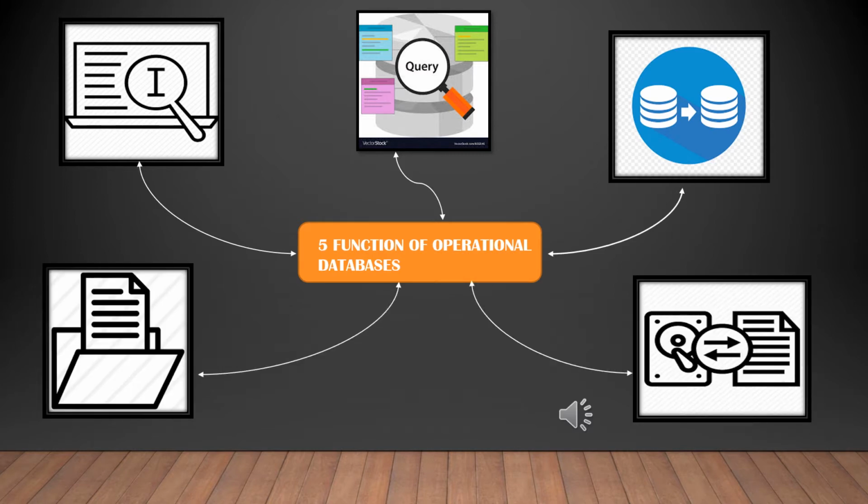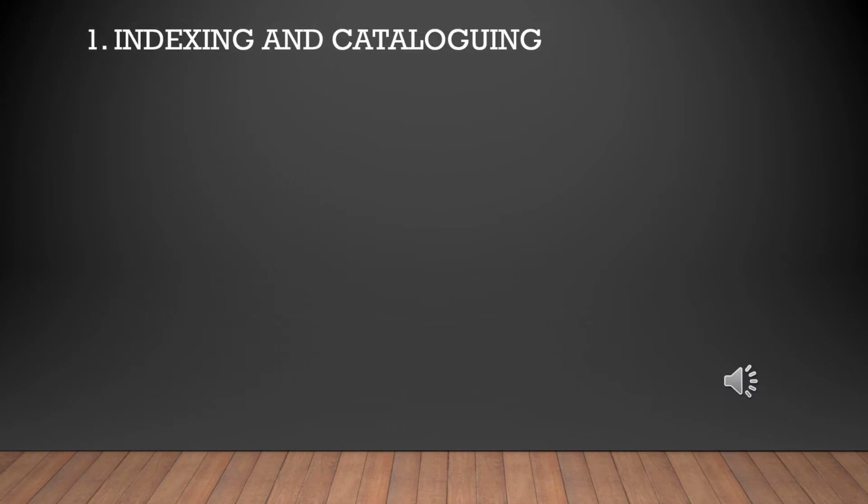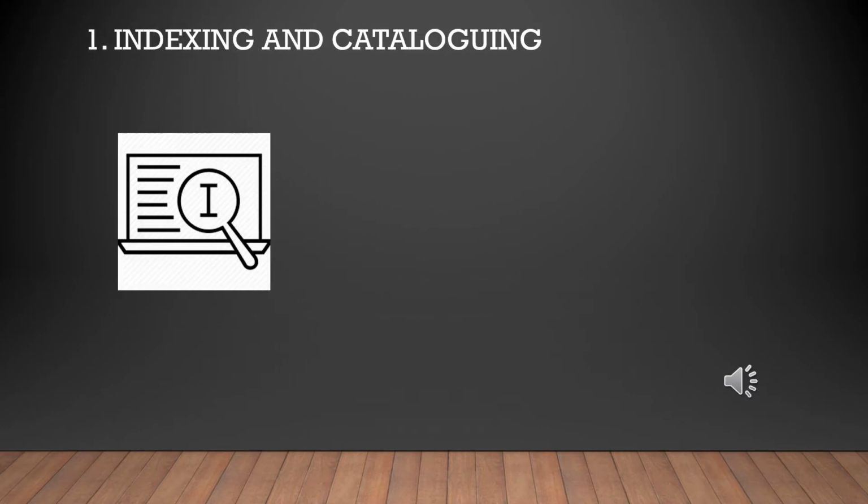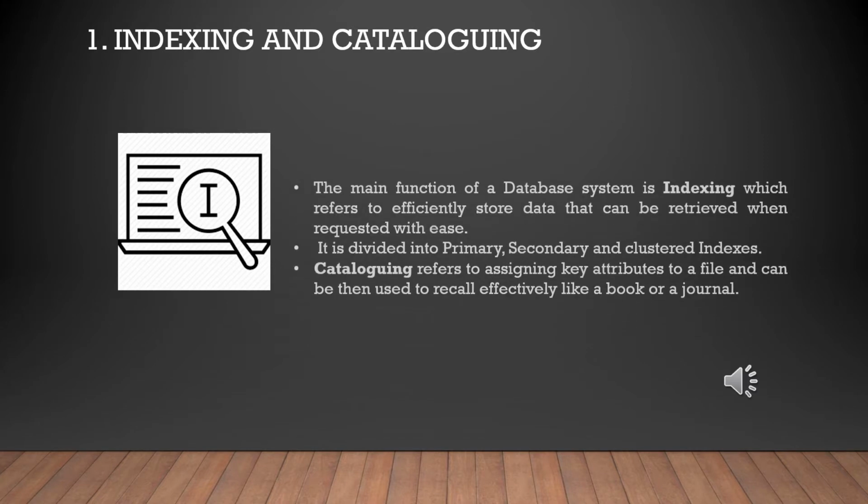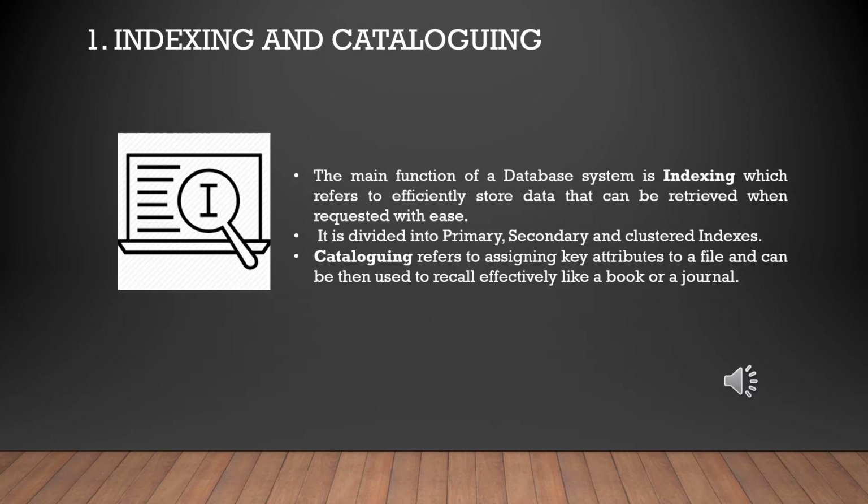Function of operational databases. Indexing and cataloging. The main function of a database system is indexing, which refers to efficiently storing data that can be retrieved with ease when requested. It is divided into primary, secondary and clustered indexes. Cataloging refers to assigning key attributes to a file, which can then be used to recall it effectively, like a book or a journal.